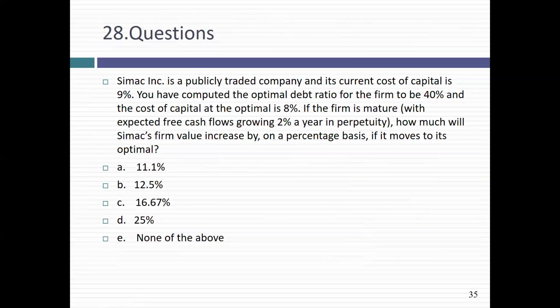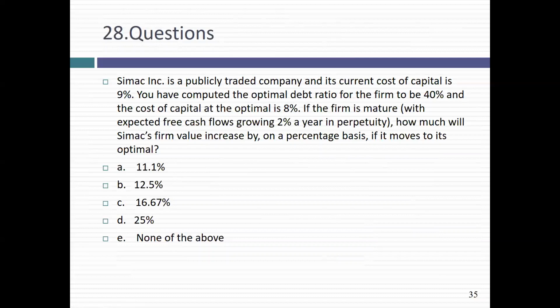So let's move to a question. CIMAC Inc. is a publicly traded company and its current cost of capital is 9%. You have computed the optimal debt ratio for the firm to be 40%, and the cost of capital at optimal is 8%. If the firm is mature, with the expected cash flows growing 2% a year in perpetuity, how much will CIMAC's firm value increase by on a percentage basis if it moves to its optimal?